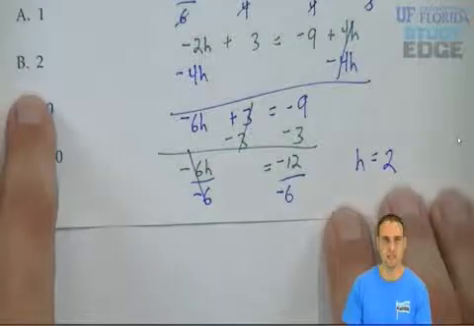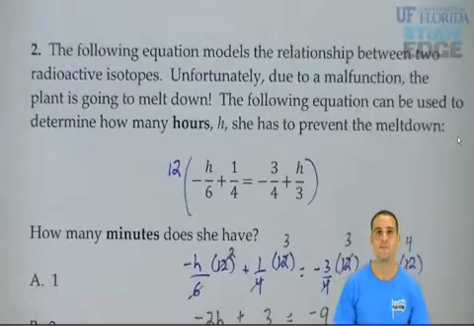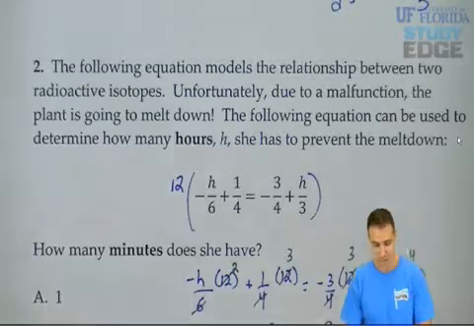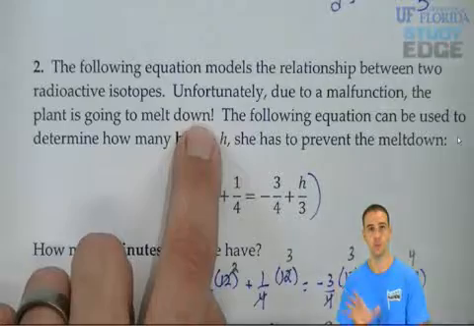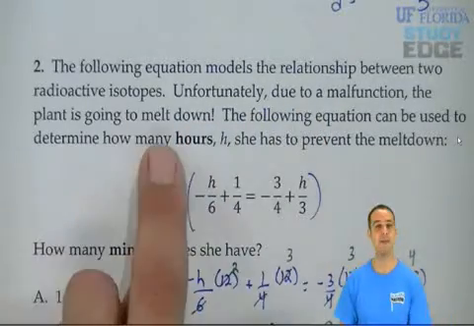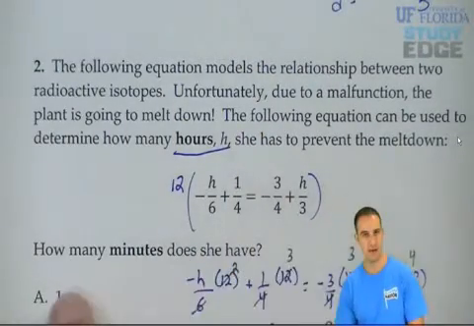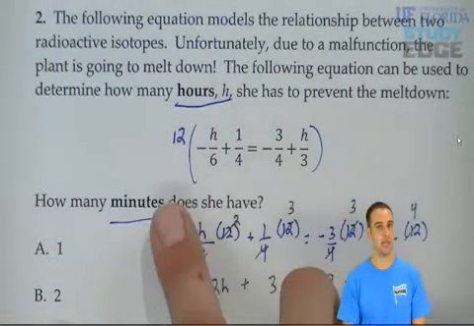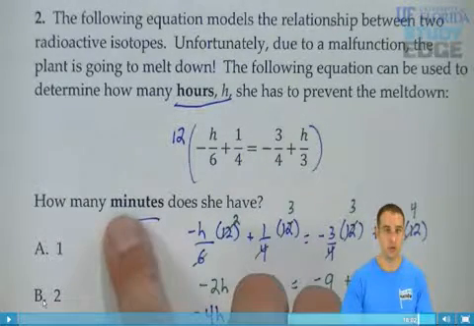So h equals 2. So the answer is, hold on, is that what they wanted? The following equation models the relationship between two radioactive isotopes. Unfortunately, due to a malfunction, the plant is going to melt down. The following equation can be used to determine how many hours she has to prevent the meltdown. How many minutes does she have? You found hours, they want minutes. The answer is not 2. H is 2. Ooh, B is the tricky answer.